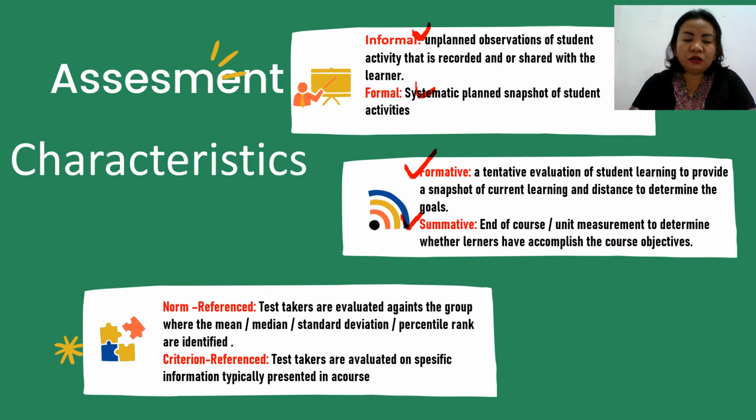Next, norm-referenced: test takers are evaluated against the group, using the mean or median, standard deviation, percent, and rank. The next, criterion-referenced: test takers are evaluated on specific information typically presented in a course.